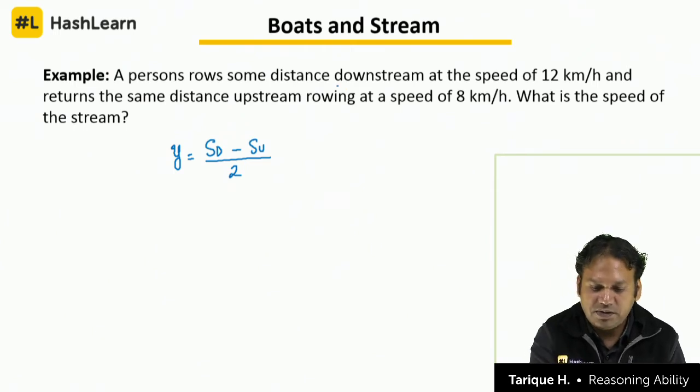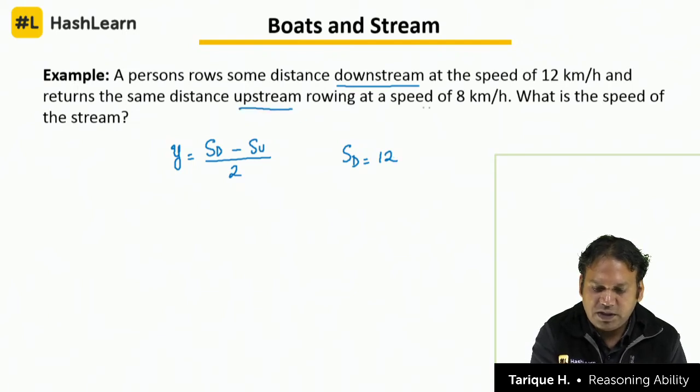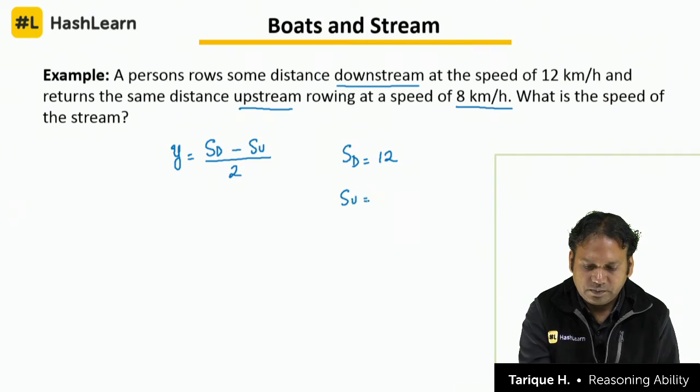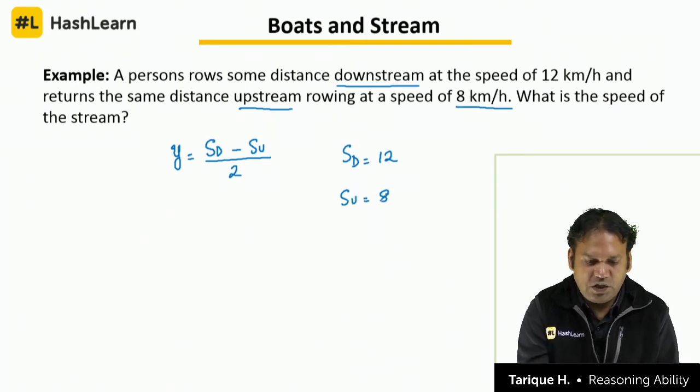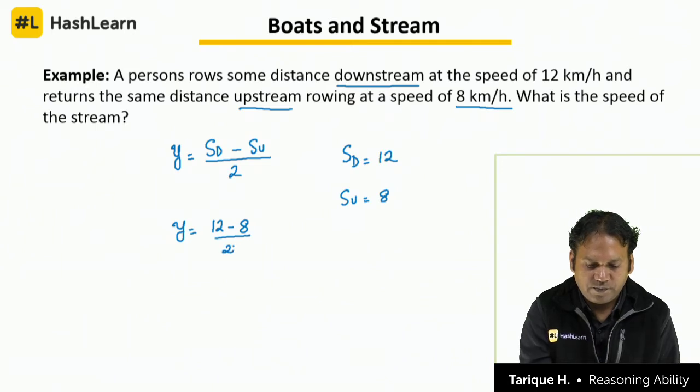And the speed downstream directly is given to you here. So what is the speed downstream in this question? 12 kilometers per hour, and upstream the speed is 8 kilometers per hour. What is the speed of the stream? So it says speed of the stream is 12 minus 8 by 2. 12 minus 8 is 4 and 4 by 2 is 2.